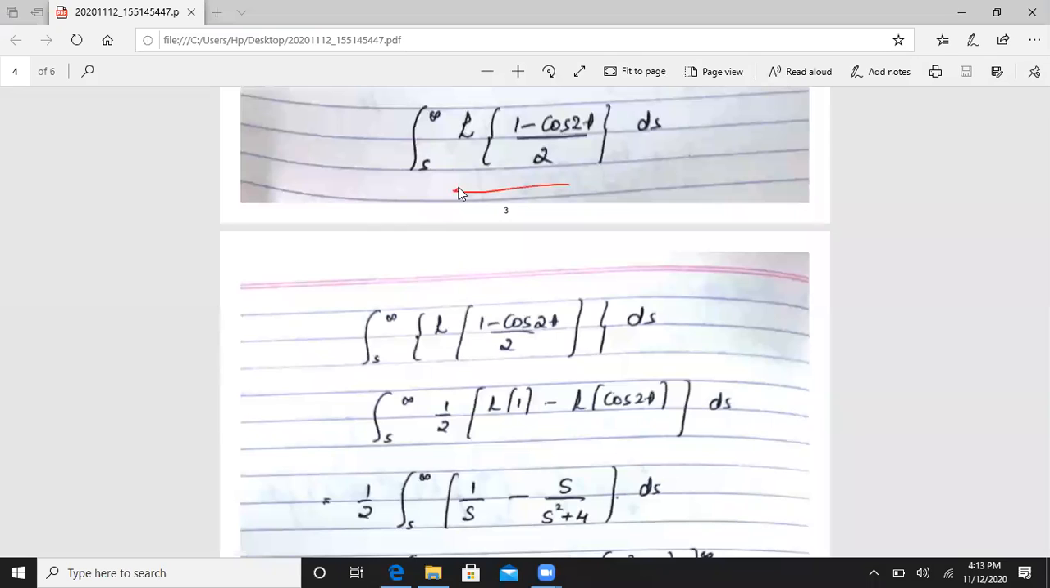So we will write this function once again, that is the integration over s to infinity of the Laplace transformation of 1 minus cos 2t by 2 into ds.